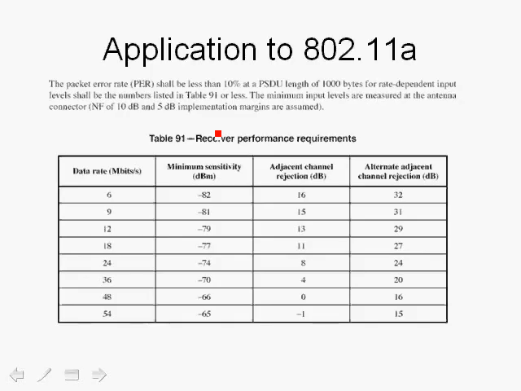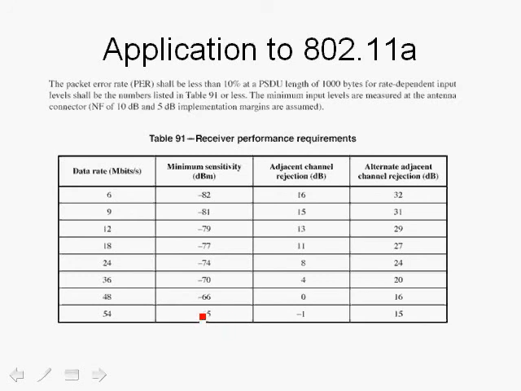Here we have the receiver performance requirements for 802.11a. Recall that at each data rate, like 54 megabits per second, the minimum sensitivity in dBm is the minimum input power level at which we achieve 10% packet error rate with a packet size of 1,000 bytes.